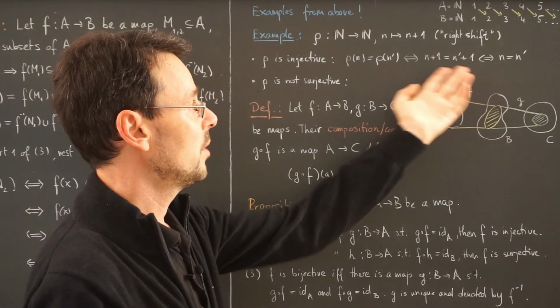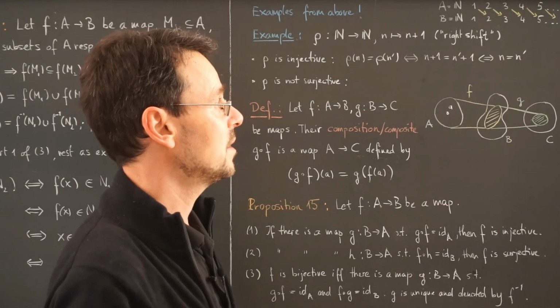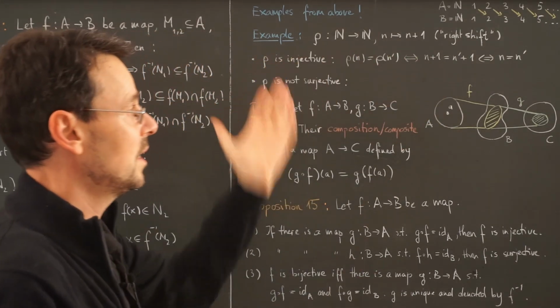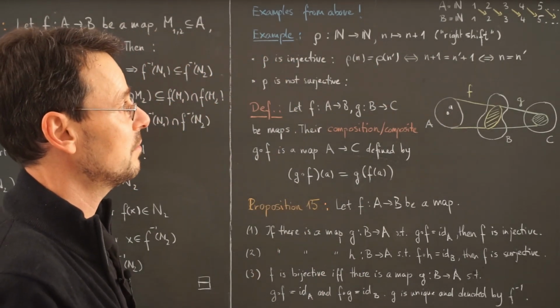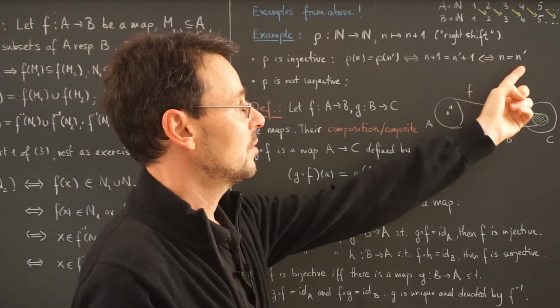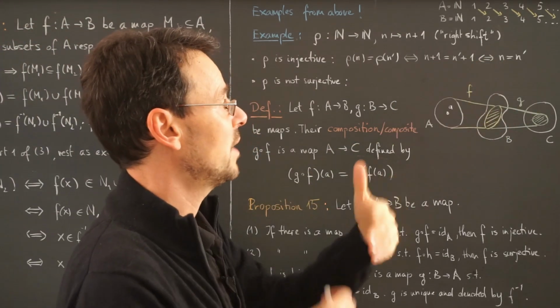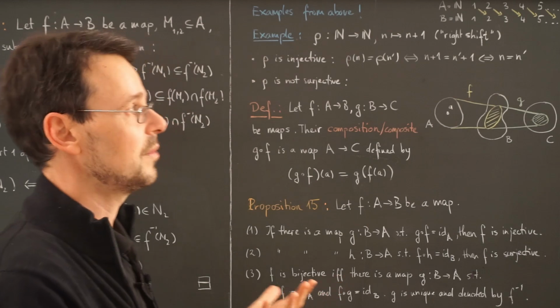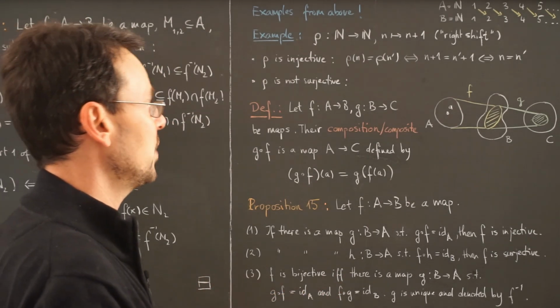And subtracting 1 on both sides yields n is equal to n prime, so this is exactly the definition of injective. Or if n is not equal to n prime, then of course if I add 1, they won't become equal. So this map clearly is injective.